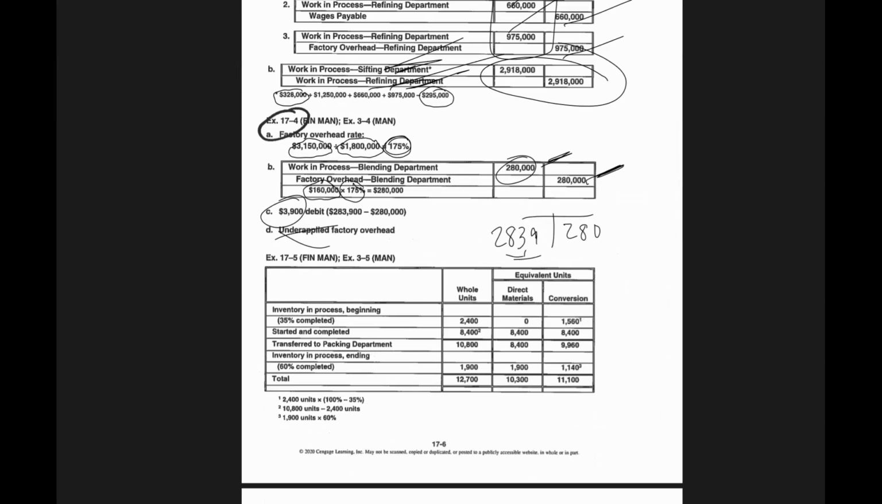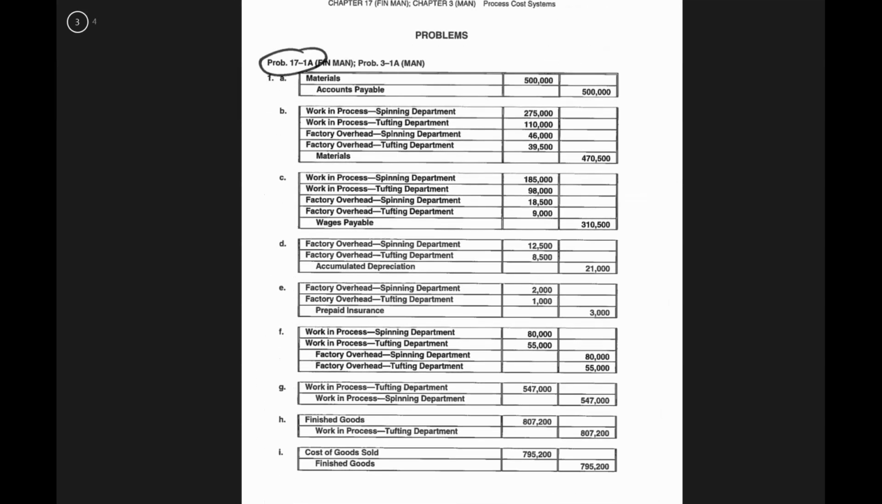And then the last one that we have for this problem is problem 1A. So I'm just going to summarize these journal entries, as you will note that they are very consistent with chapter 16 as well. Here, letter A, we purchase materials on account. Here, we are taking $470,000 out of materials and putting it to two WIP accounts, and then there are two that are going, these are indirect costs of overhead into spinning or tufting.